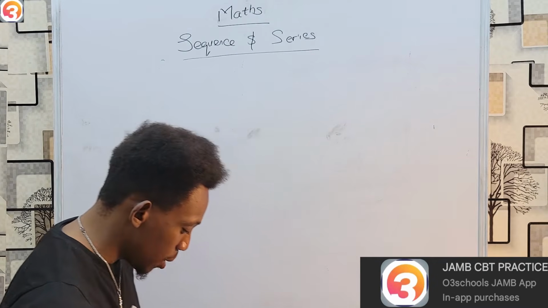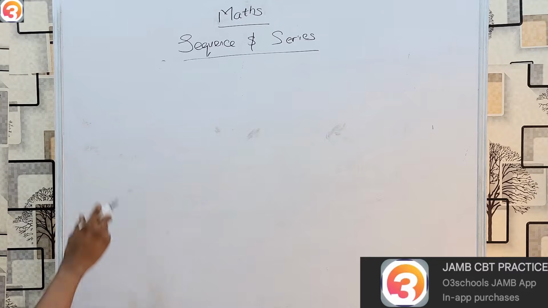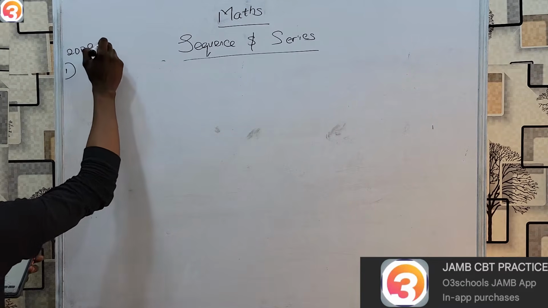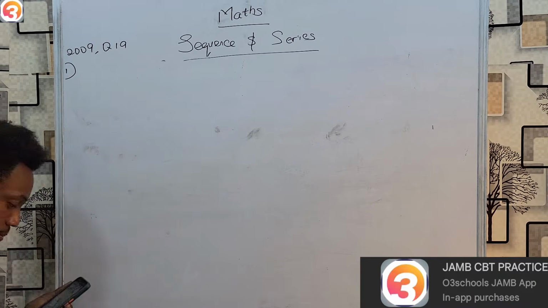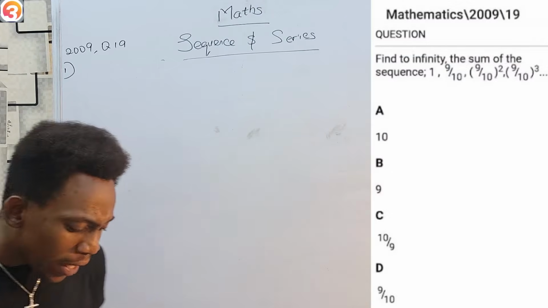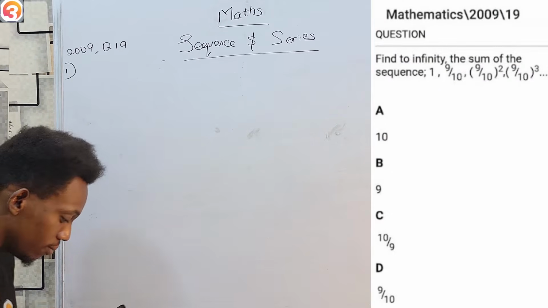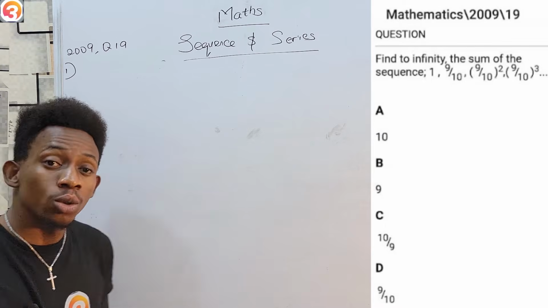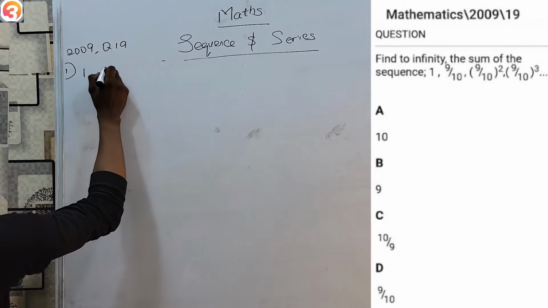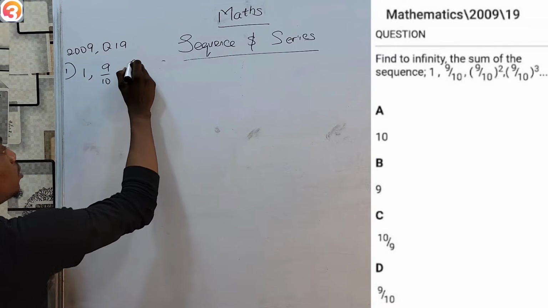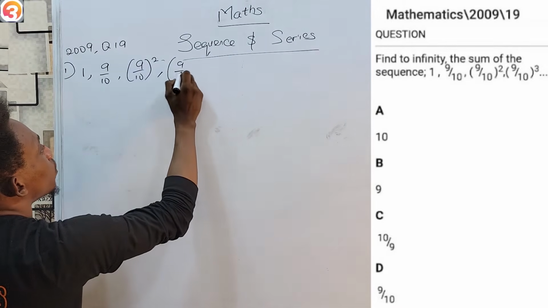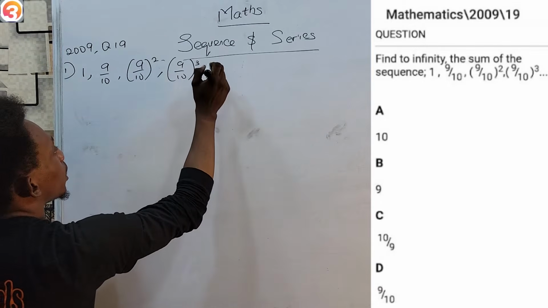Let us see the questions we shall be working on today. Now, our first question comes to us from the year 2009, question number 19. This one says, find to infinity the sum of the sequence. And the sequence goes 1, 9 over 10, 9 over 10 squared, 9 over 10 cube, and so on.